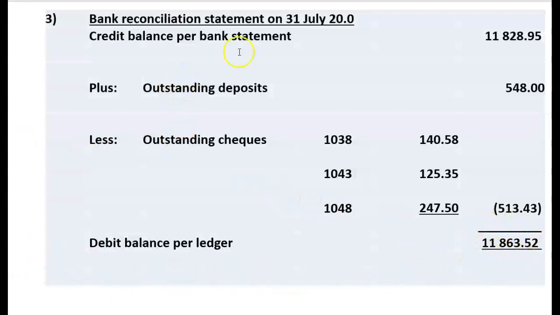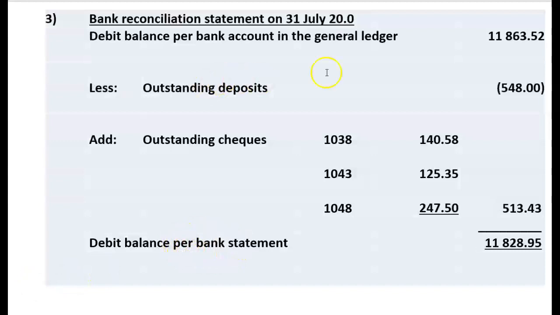There we've worked it out, 11,863.52. So it doesn't matter whether you start with a bank statement balance and work towards the ledger balance, or whether you start with a ledger balance and work towards the bank statement balance. It's exactly the same process. The only thing is my pluses become minuses and my minuses become pluses.